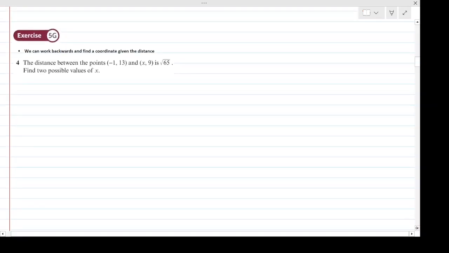And actually, with the distance thing, we can work backwards. If we have a missing point or coordinate, and we're given the distance, we can work out the point. So it says the distance between the points (-1, 13) and (x, 9) is root 65. Find two possible values of x. Well, we're given two points on the distance.